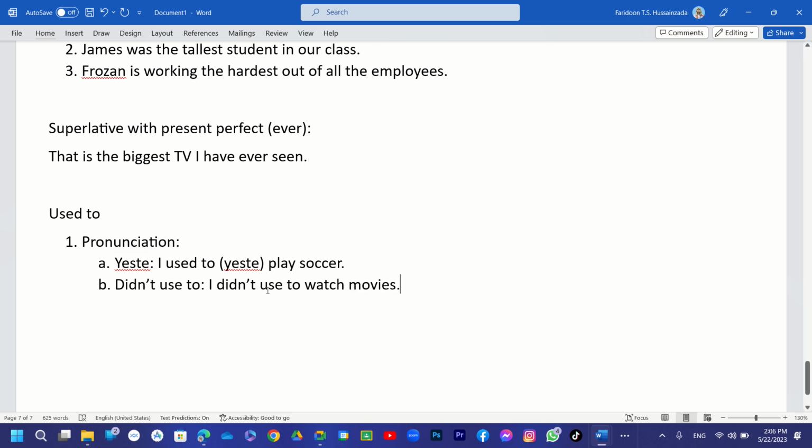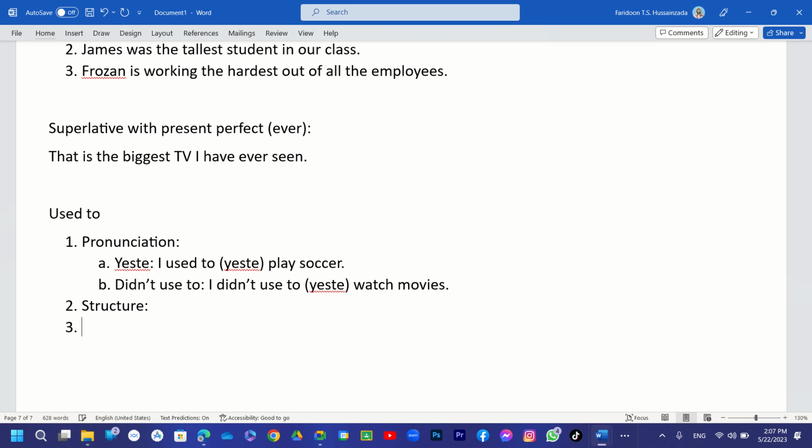See, I didn't used to. Now, the "used to" part and this "used to" part, both of them are pronounced in the same way. Let's write it: Y, schwa, st, schwa. Used to. Used to. So this was the pronunciation part.